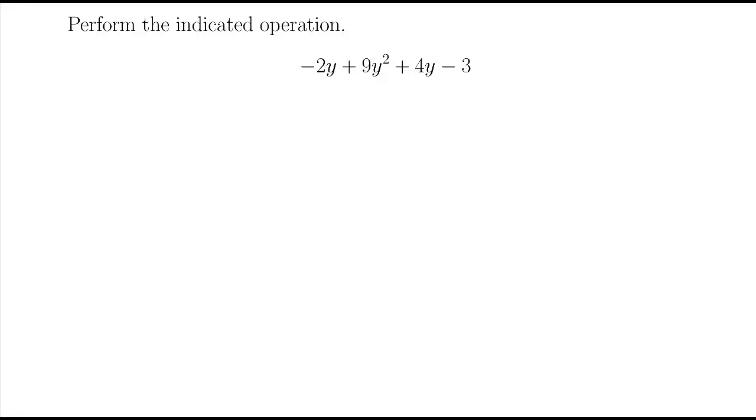Let's simplify the expression negative 2y plus 9y squared plus 4y minus 3. Okay, so let's go down and identify like terms. So we have negative 2y, we have positive 4y. 9y squared is not a like term because it has an exponent of 2. There's an exponent of 2 on that y. There's only exponents of 1 on these other y's here.